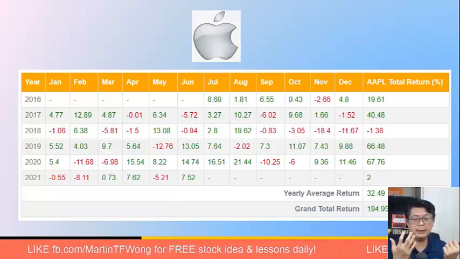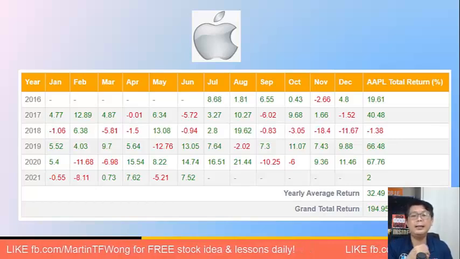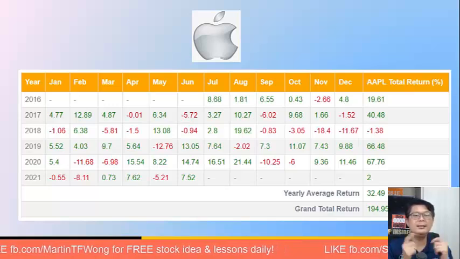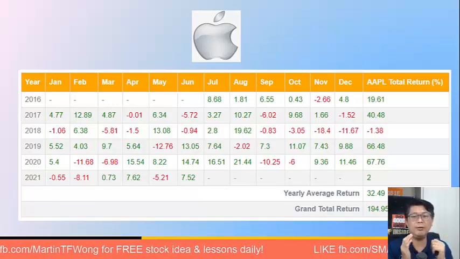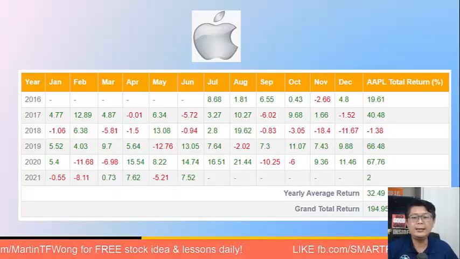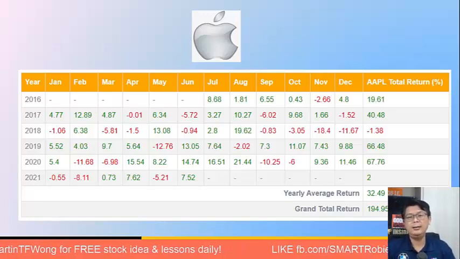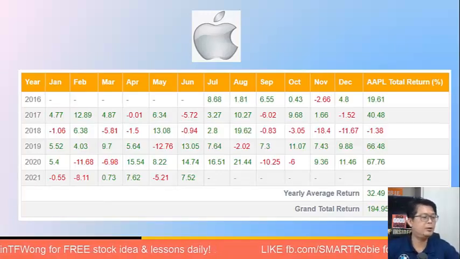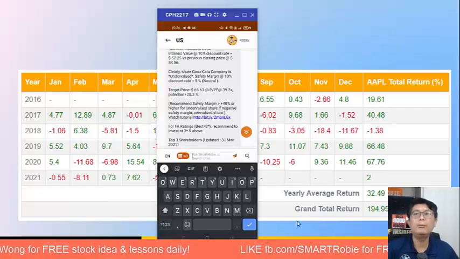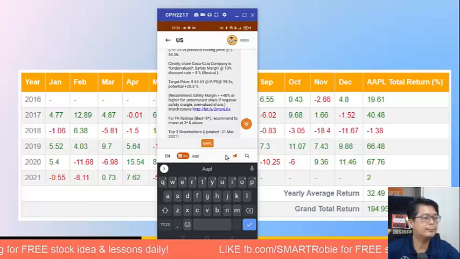Now, if you look at Apple, Apple is quite different. You can see the tech stock's yearly average return is about 32%, and the grand total return is almost 195% since 2016. That is very tremendous. This year, the return is only 2%. I do think that Apple right now is a Green Pentagon. You can check it on the SMARTRobie. I think there is potential for it to go over. So let me just bring up SMARTRobie to show you where Apple is. So AAPL.